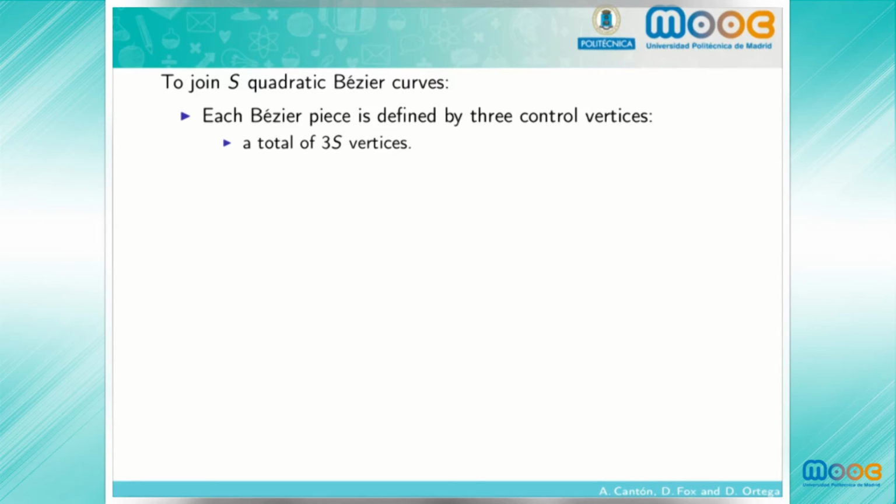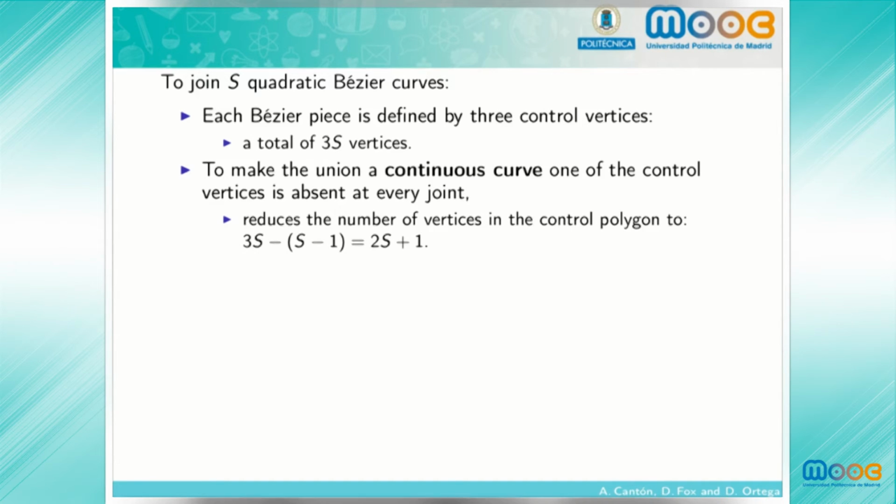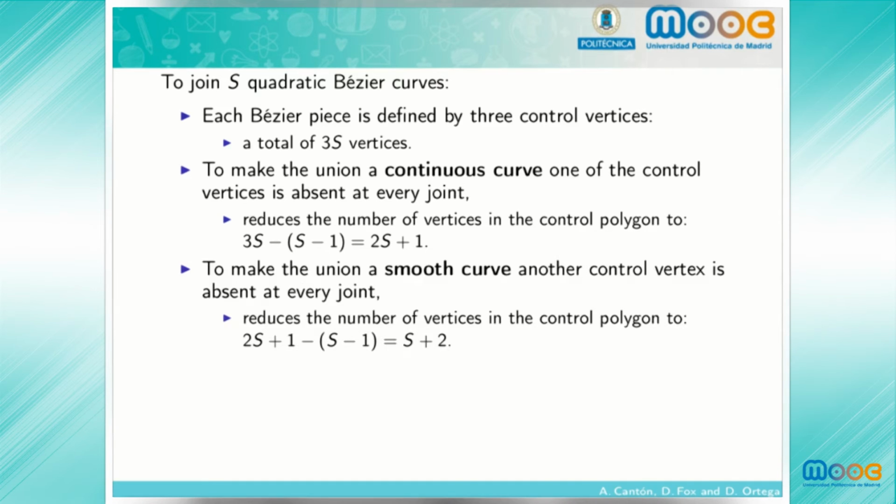So in general, to join S quadratic Bezier curves, each Bezier piece is defined by 3 control vertices. So at the beginning we have a total of 3S vertices. To make the union a continuous curve, at the joins we are forced to move one of the vertices to be in the same position as other vertices. So this reduces the number of vertices by the number of joins, which is S minus 1. So from 3S we need to subtract S minus 1 and we get 2S plus 1.